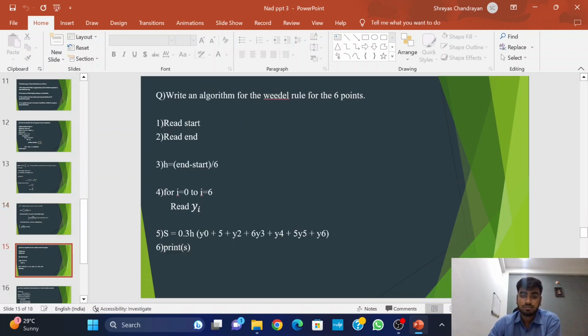0.78527. So in this question, we have to write an algorithm for the midpoint rule for 6 points. So first we have to read start, read end. h is equals to (end minus start) by 6. For i equals 0 to 6, read yi. So S is equals to 0.3 h times (y0 plus 5 y2 plus 6 by 3 y4 plus 5 by 5 and plus y6 by 6), print S.